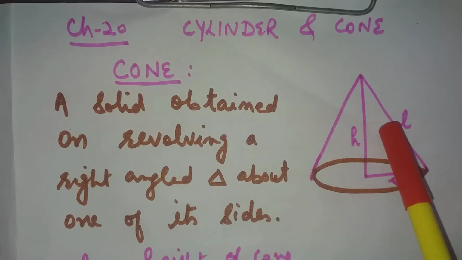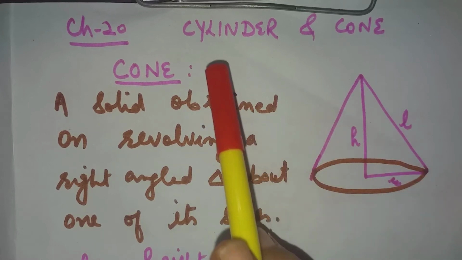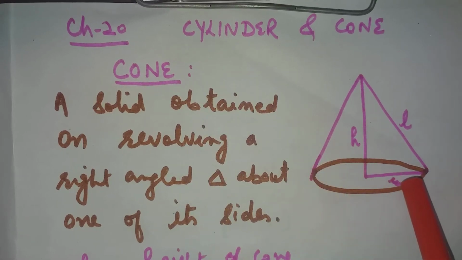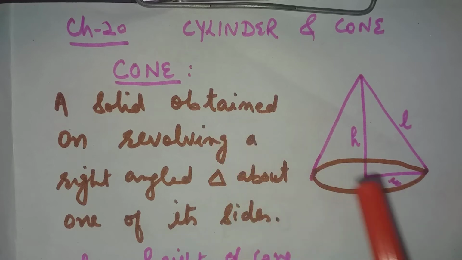Suppose this one with the pink sides is our right-angled triangle, and suppose it is rotated or revolved about one of its sides, then the shape obtained is known as a cone. You have seen a cone, an ice cream cone or a joker's cap. There are many more examples of cone from day-to-day life. Ice cream cone is the best example of conical shape.